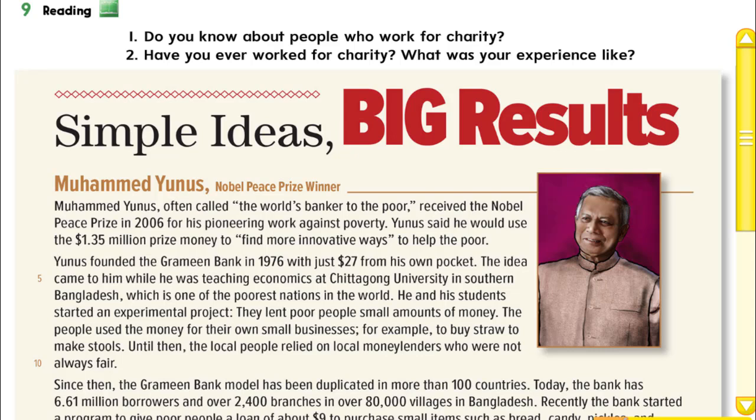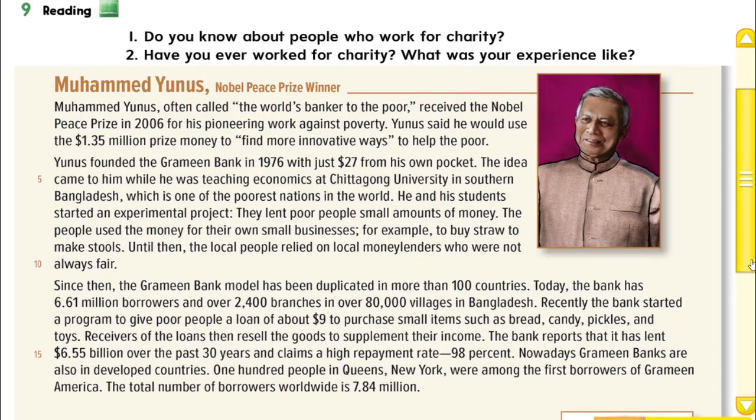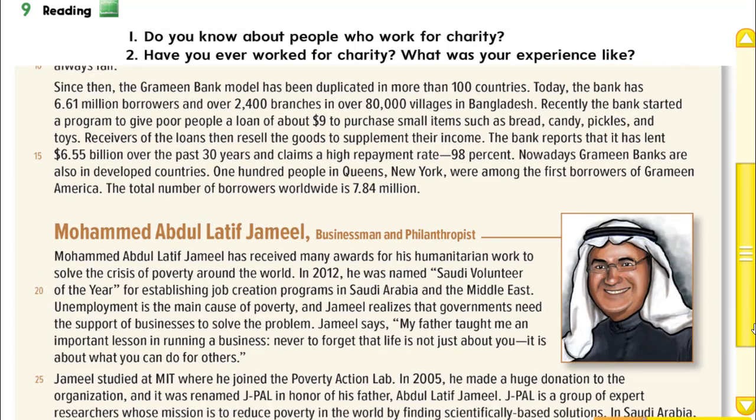He and his students started an experimental project. They lent poor people small amounts of money. The people used the money for their own small businesses, for example, to buy straw to make stools. Until then, the local people relied on local money lenders who were not always fair. Since then, the Grameen Bank model has been duplicated in more than 100 countries. Today, the bank has 6.61 million borrowers and over 2,400 branches in over 80,000 villages in Bangladesh.